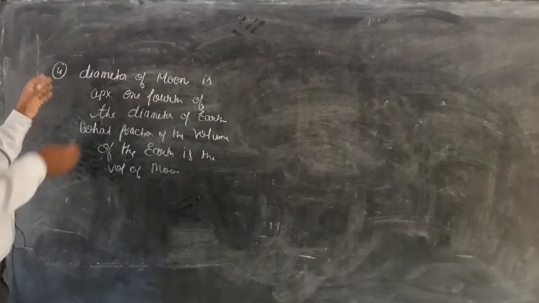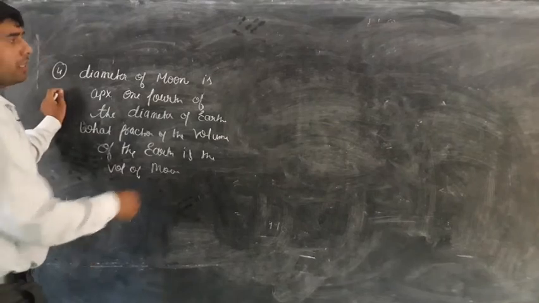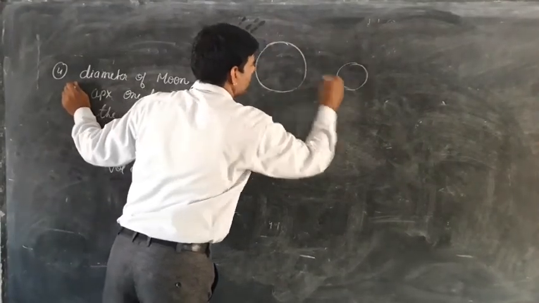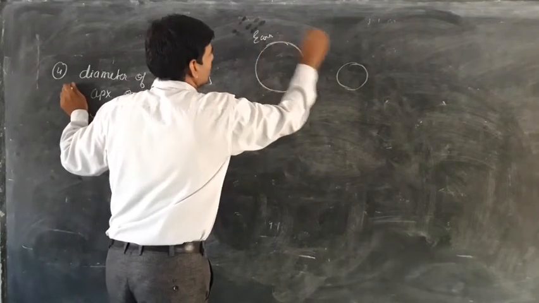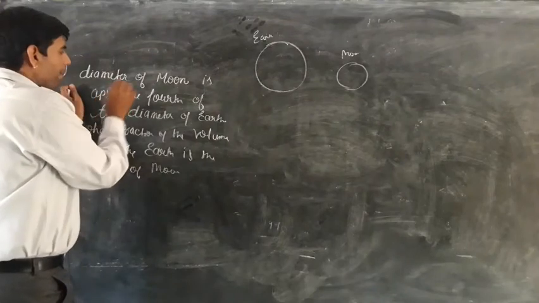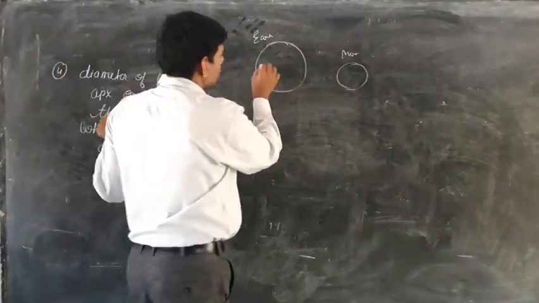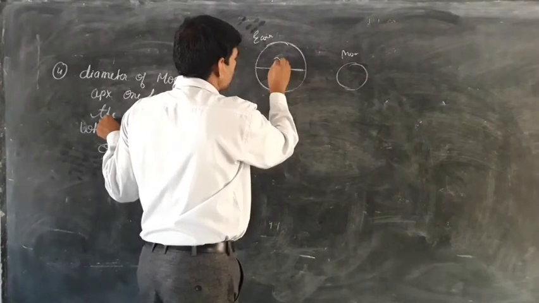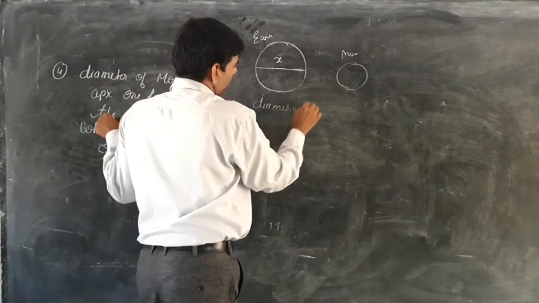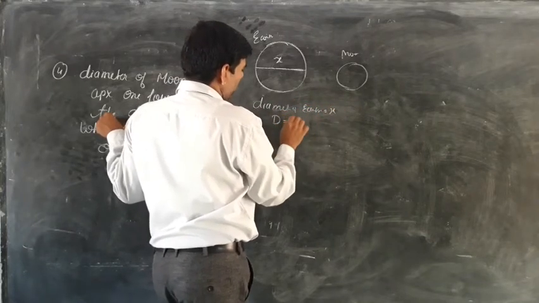The next question: the diameter of the moon is approximately 1/4 of the diameter of the earth. This is the earth and this is the shape of the moon. We are given that the diameter of the moon is approximately 1/4 of the diameter of the earth. So let us suppose the diameter of the earth is x.